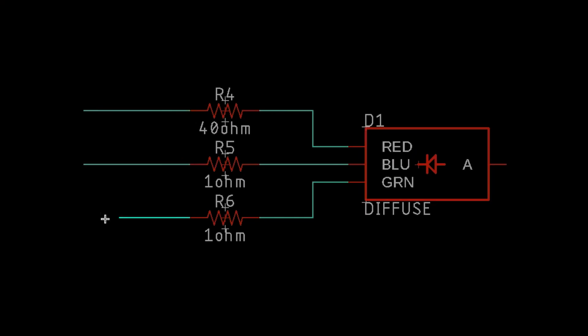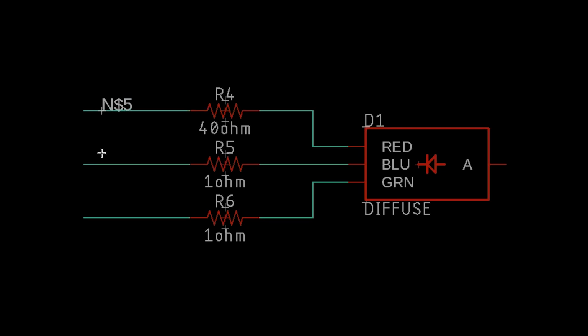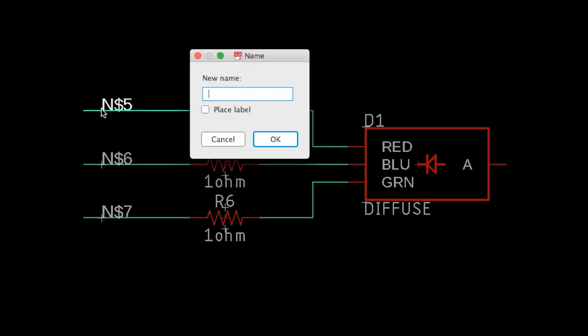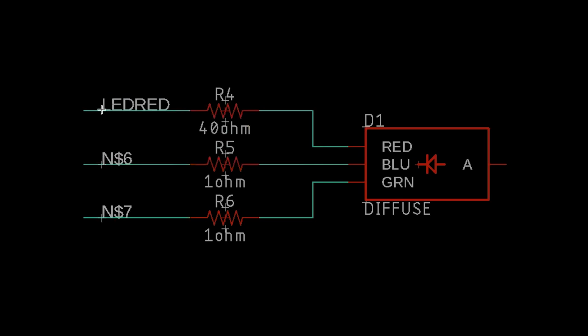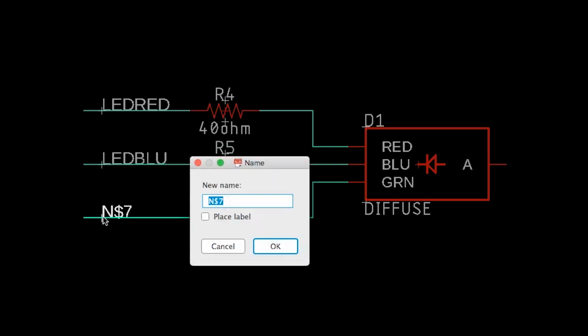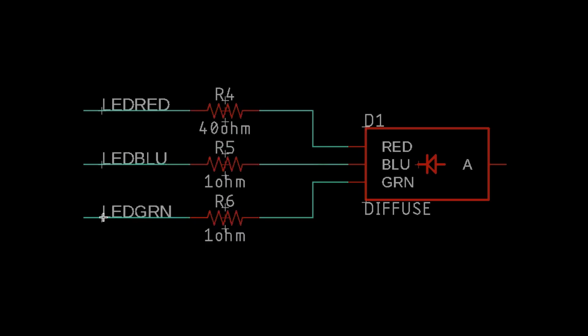1, 2, and 3. Okay, so next we're going to break out each one of these resistors, and these are going to be the pins that control the actual LEDs themselves. These are going to be connected to the GPIO ports on the processor. So we're going to label these NS5, NS6, NS7, and we're going to rename them, predictably, to LED red, LED blue, and LED GRN for green.